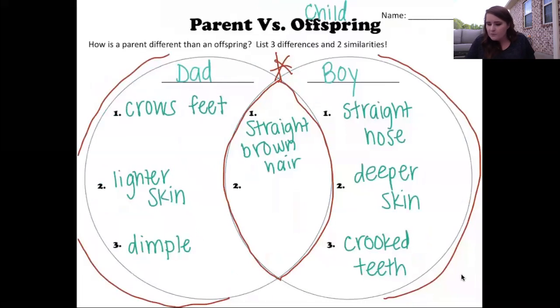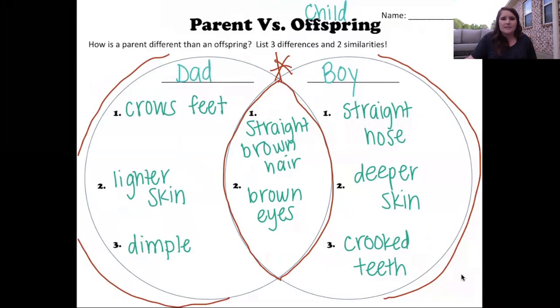They are both brown. So both the son and the father have brown eyes. That is a similarity that they have. So when we look at our Venn diagram, we use this to compare two different things. So we looked at the traits that the dad had, and we also looked at the physical traits or the characteristics that the boy had.